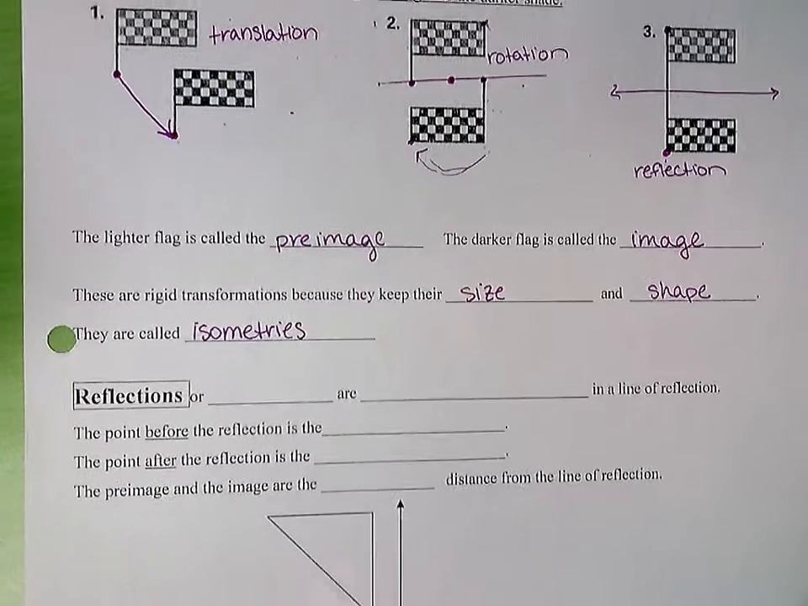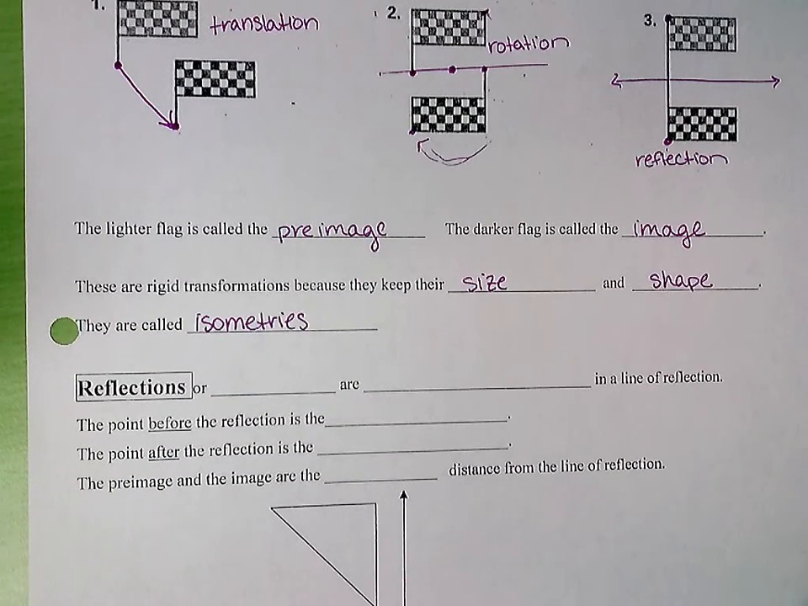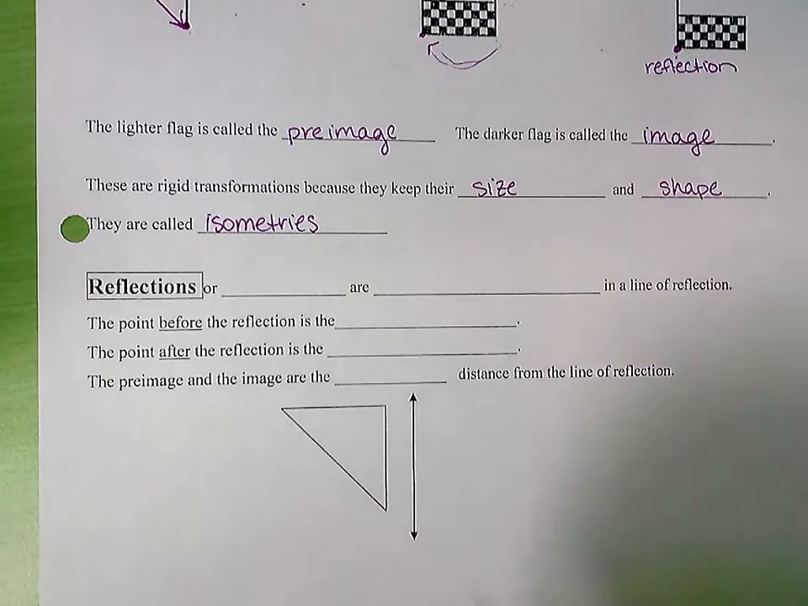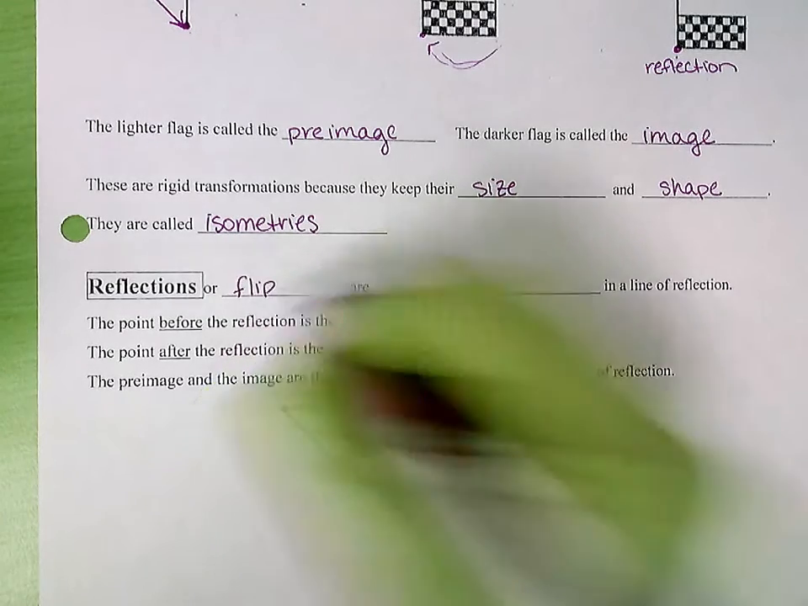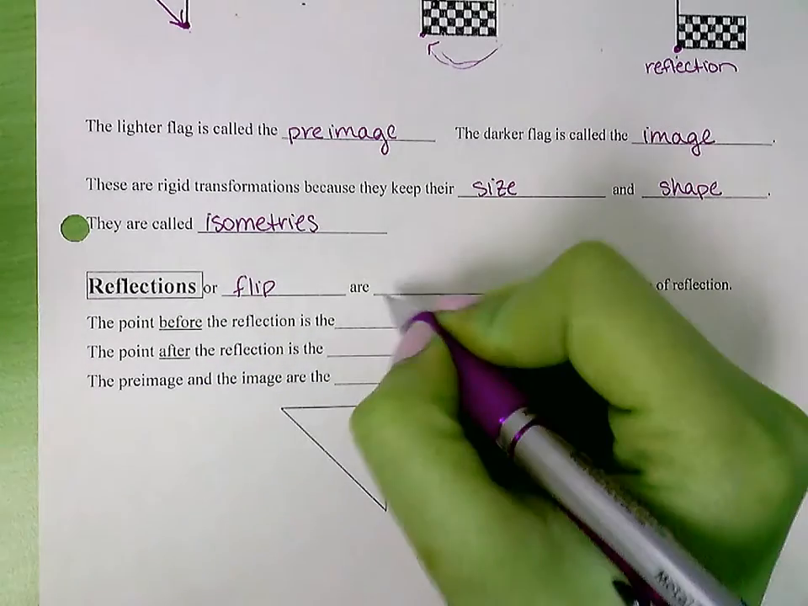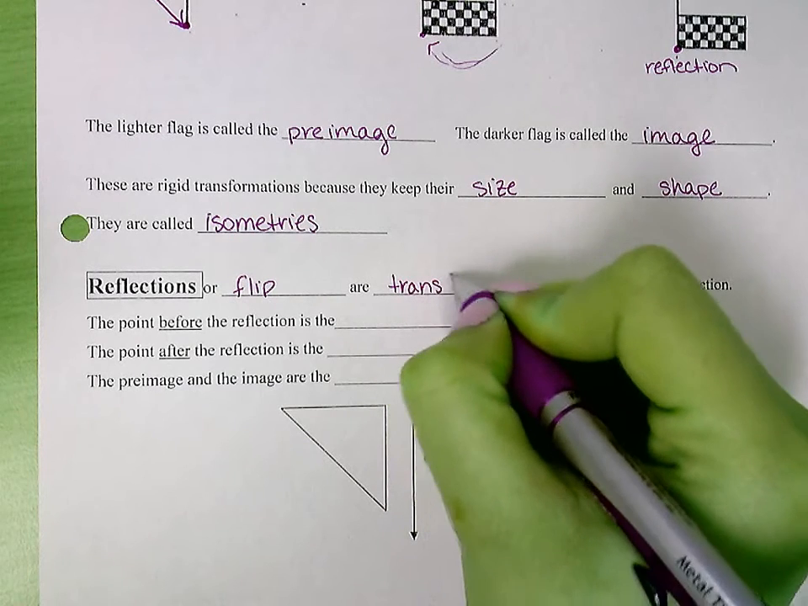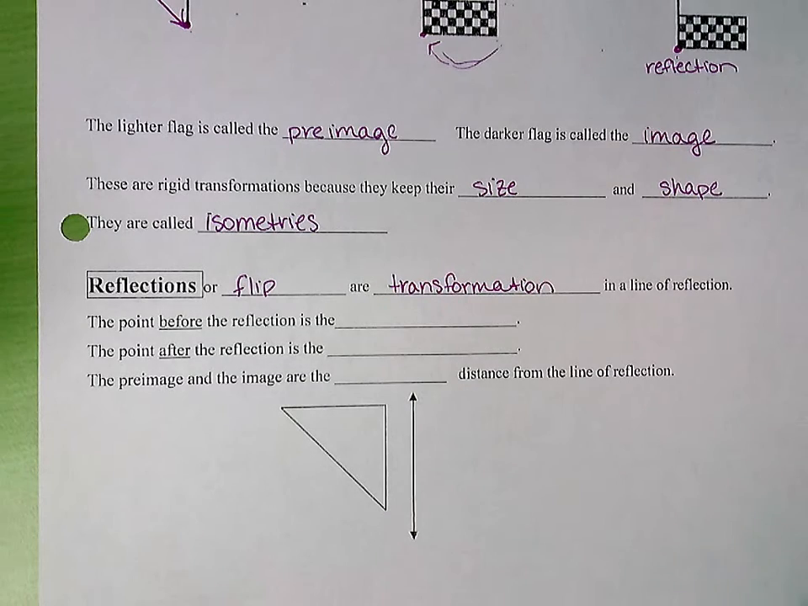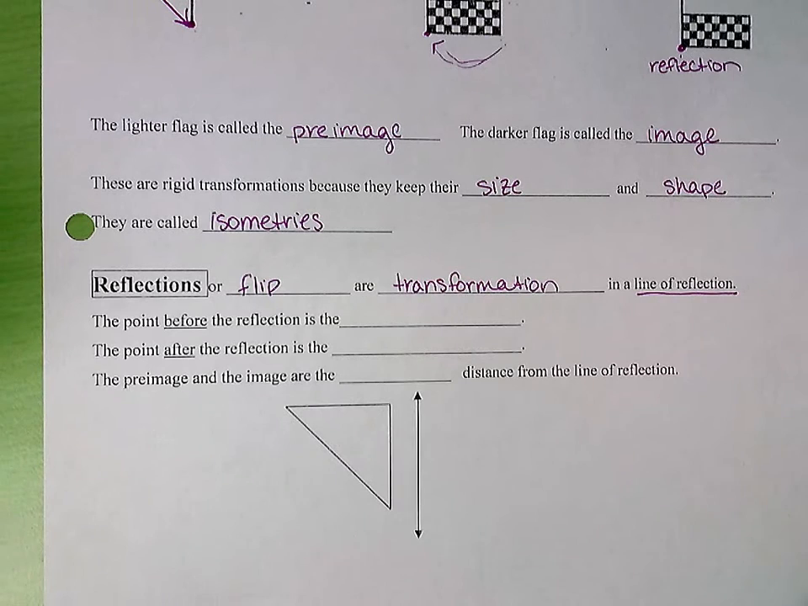Today what I want to go over is reflections, solely reflections. We're not looking at rotations or translations yet. We'll do those in the next couple of days. A reflection, or a flip, is a transformation in a line of reflection. You do need a line of reflection in order to reflect your image.